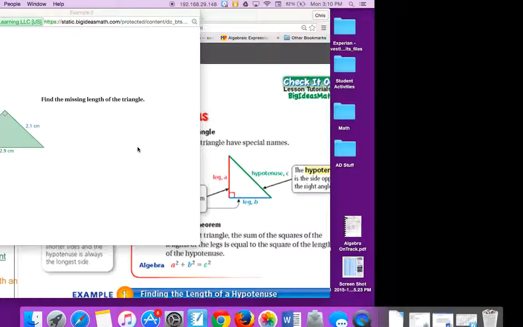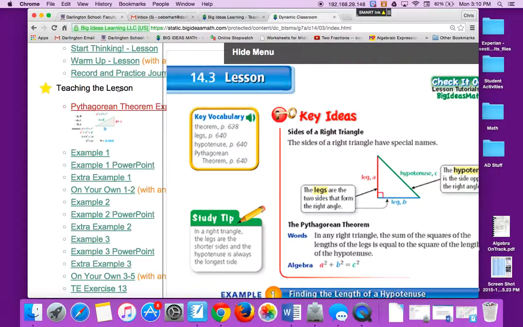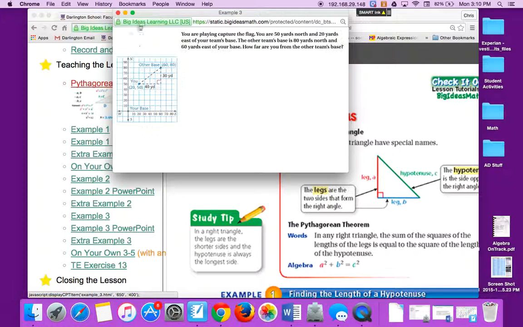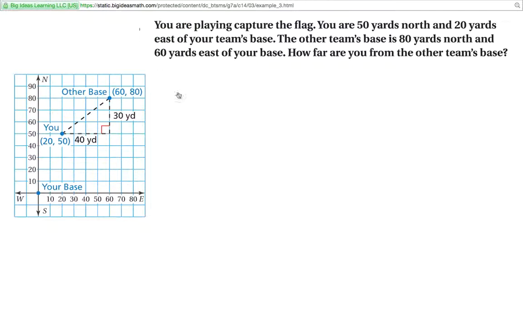As for application, where is this going to be used? I mean, you're going to use it a lot more than you think. It comes up a lot. In my life, I use Pythagorean Theorem quite often. But here's one basic example of where you might see it pop up. So if you're playing Capture the Flag, you are 50 yards north and 20 yards east of your team base. So there's your base. Okay, you're right here. The other team base is 80 yards north and 60 yards east of your base. How far are you from the other team's base? Okay, so you to your other base right here. How far is it from here to here?